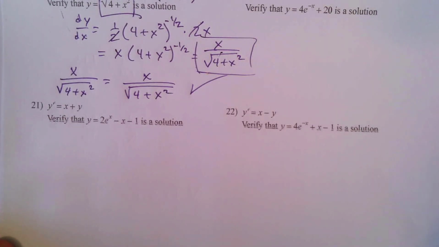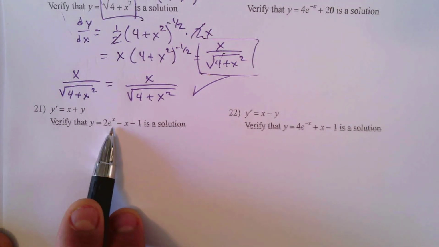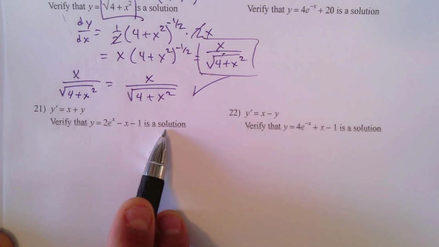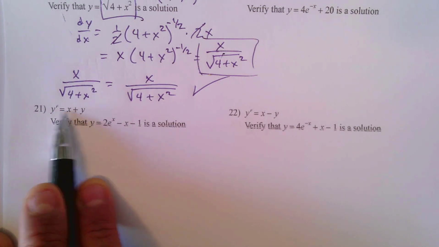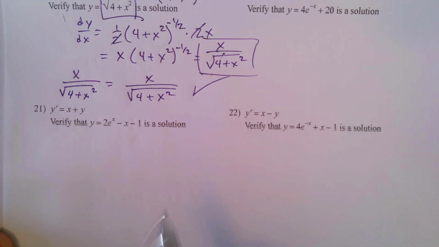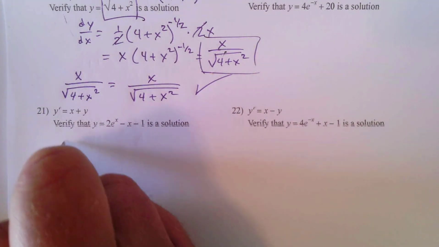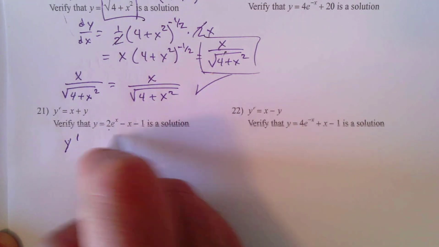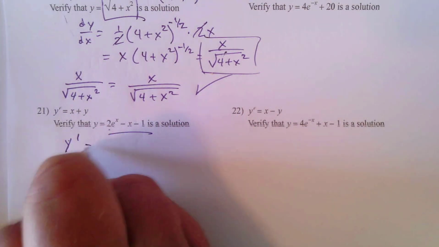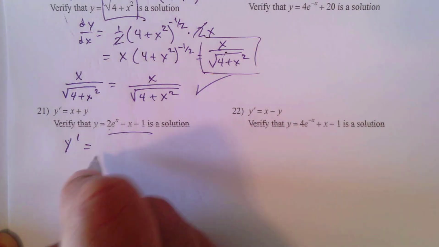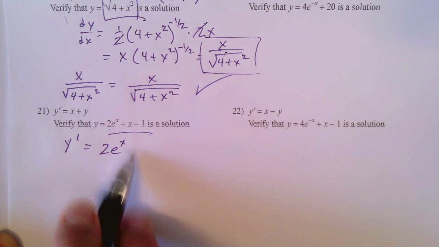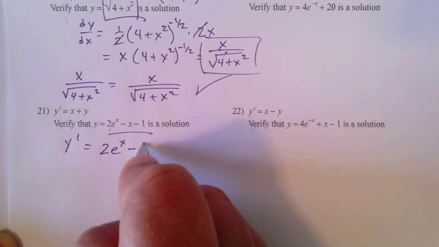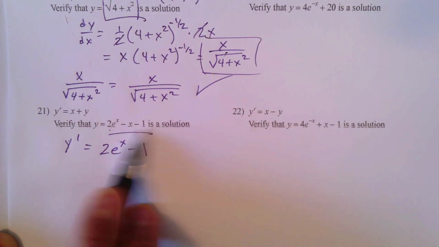21, verify that y equals 2e to the x minus x minus 1 is a solution here. And here we have y prime is equal to x plus y. So start by taking the derivative of what we think is our solution. What's the derivative of 2e to the x? It's going to be 2e to the x minus x. So the derivative of that is just minus 1. The derivative of negative 1 is 0.